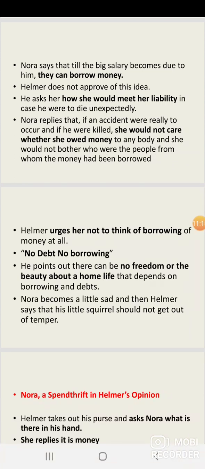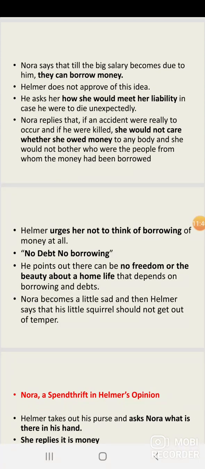But Nora thinks another way. She says that we can spend money, even taking from others or borrowing from others. So on listening to Helmer, Nora becomes a little sad. Then Helmer says, oh, little squirrel should not get out of temper, that she should not be upset.